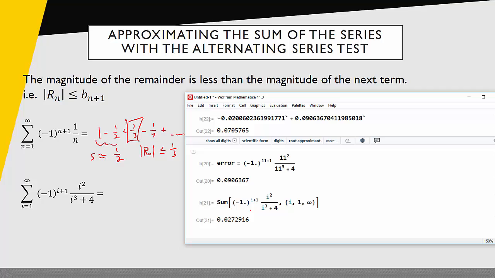So in conclusion, if we have an alternating series where the terms in the series are non-increasing and the limit of those terms goes to 0, we can say that our series converges. And then we can approximate the sum by adding up the first n terms, and then the error in that approximation is simply the magnitude of that next term.